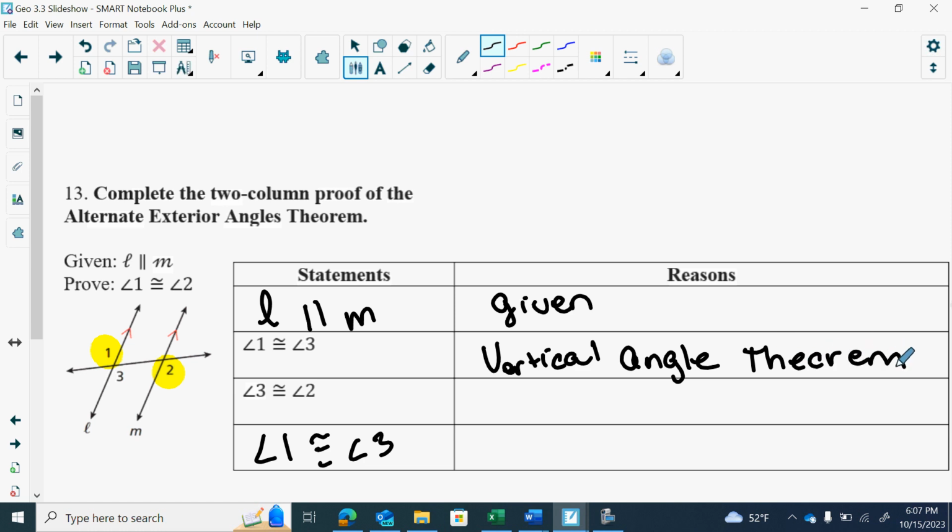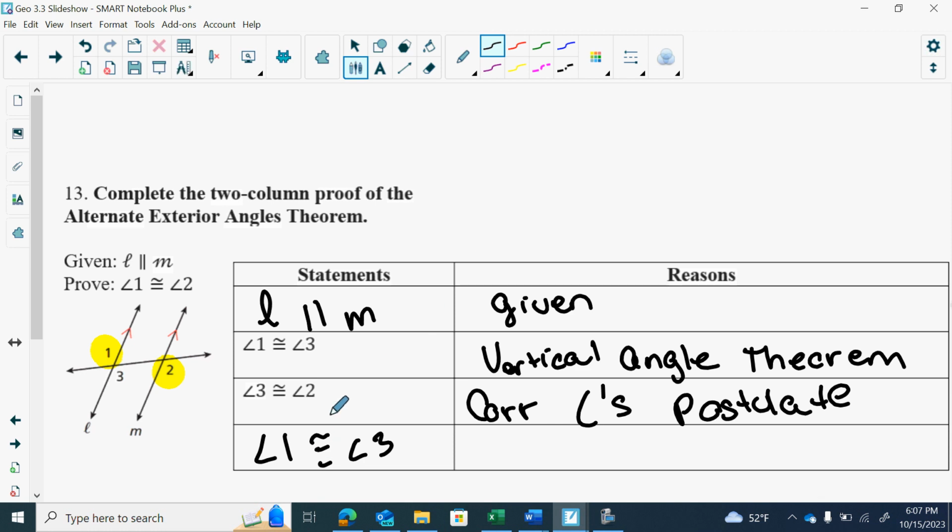Now we need to figure out a reason for why angles 3 and 2 are congruent. There's a postulate in section 3.2 that you learned, called the corresponding angles postulate. If you remember, the corresponding angles postulate states that two corresponding angles are congruent. So we can say, by the corresponding angles postulate, I'm abbreviating here, angles 3 and 2 are congruent.